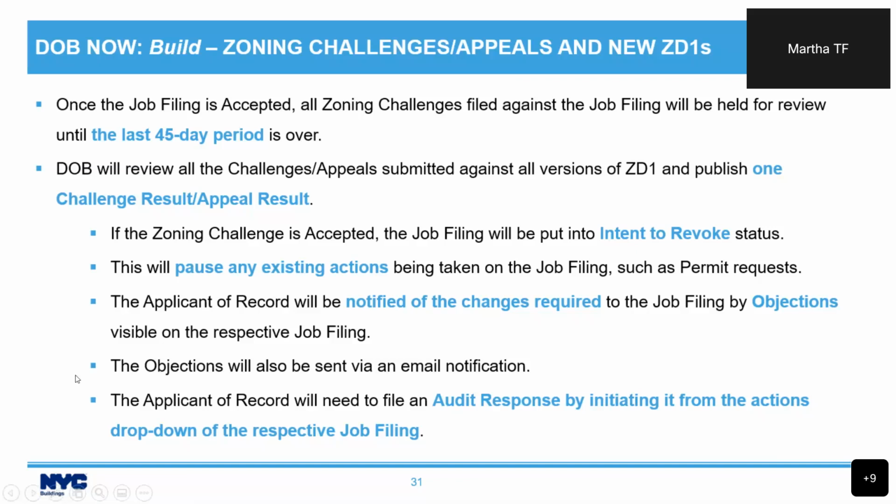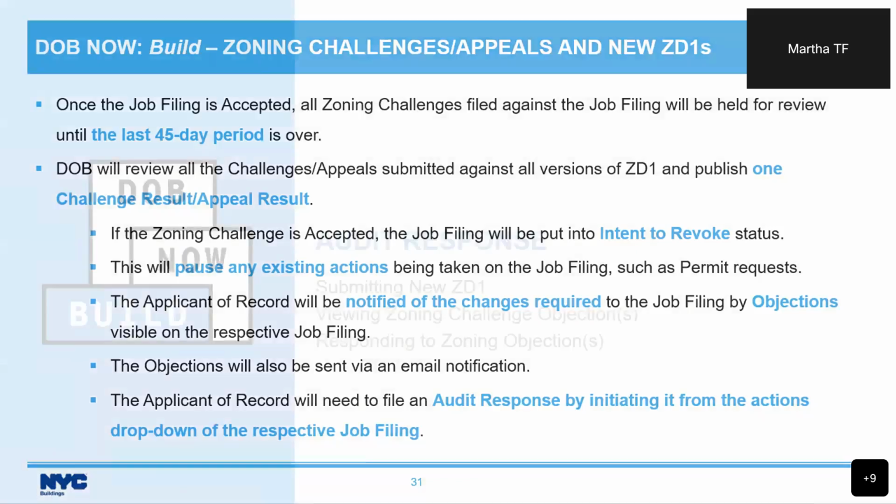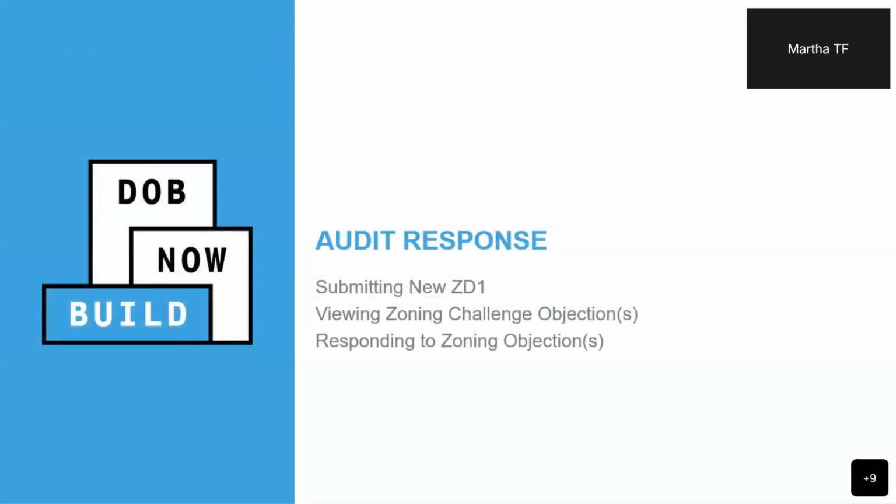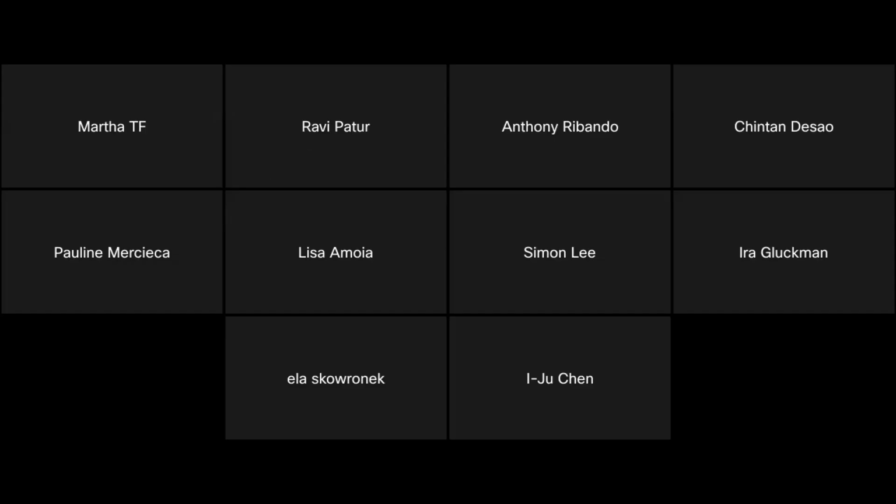The applicant of record will then need to file an audit response by initiating it from the actions dropdown of the respective job filing. So now I'm going to pause and hand this over to my colleague Anthony, and he's going to talk about the audit response.